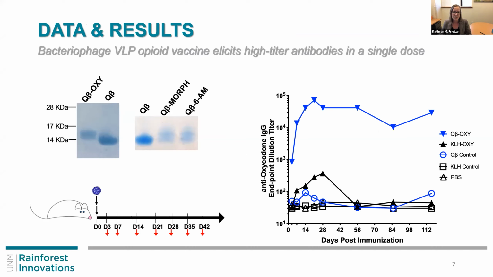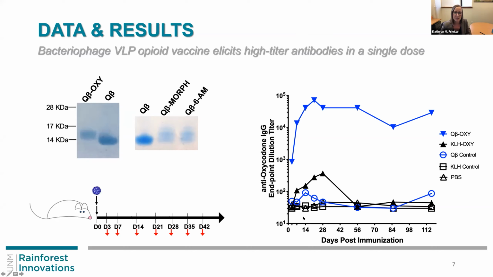So the first thing that we did is we generated our bacteriophage virus-like particles displaying these modified opioid drugs. And so we've shown so far that we can do this with three different types of opioids. In this first graph here, I'm showing Q-beta oxy. So this is oxycodone attached to the surface of the Q-beta virus-like particle. And then in this other picture, we have both morphine and a molecule called 6-acetylmorphine. Importantly, morphine and 6-acetylmorphine are the active metabolites of heroin, which is a major target that we're interested in pursuing.